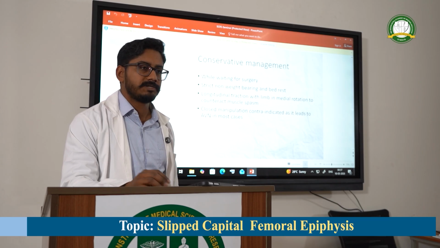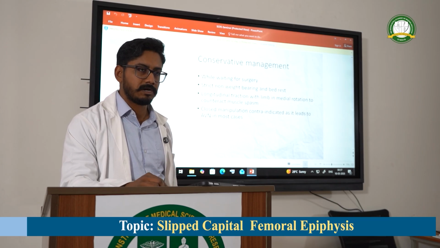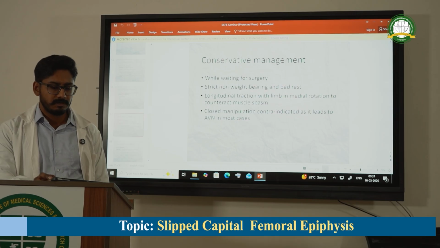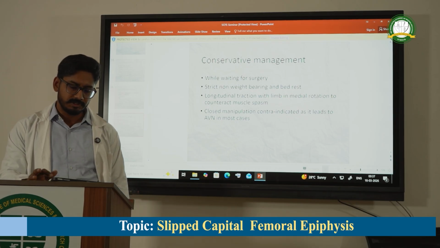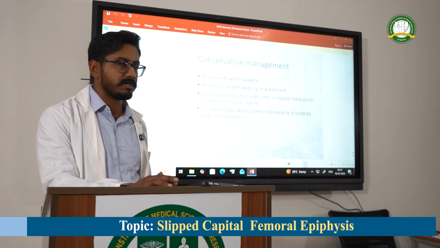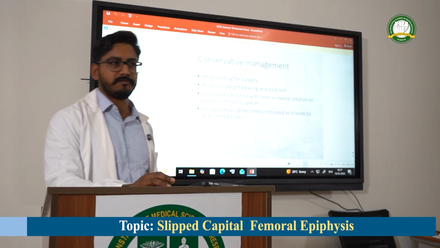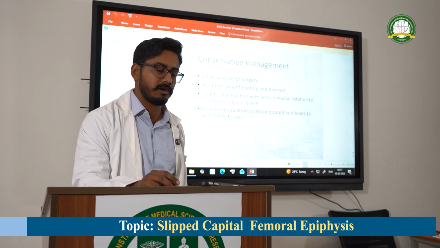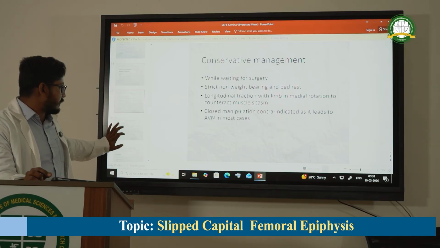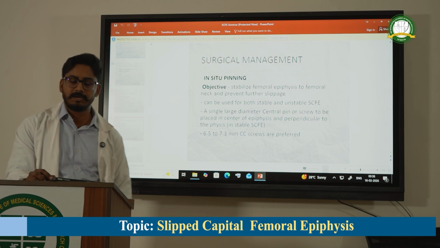Coming to conservative management, as I told, it is done during the waiting period for the surgery. Strict non-weight bearing and bed rest are advised, and longitudinal traction is applied to the limb with medial rotation to counteract the muscle spasm. Closed manipulation is contraindicated because closed manipulation can result in the complication of avascular necrosis. Then after conservative management, we move on to surgical management.